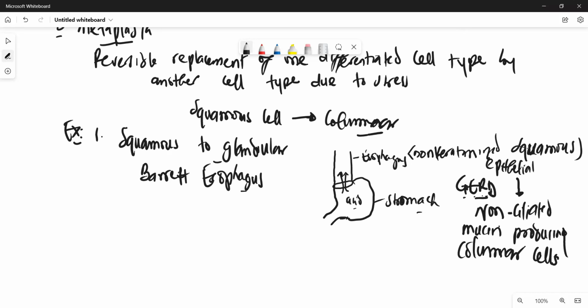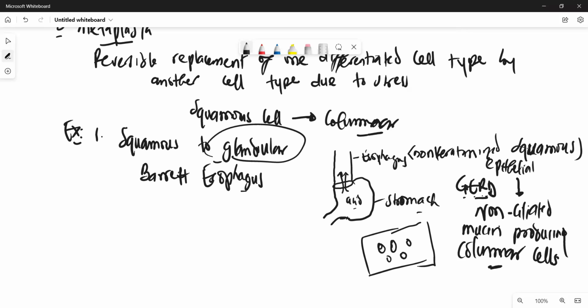And how do I know that they are mucin producing? When you look at the histology, you're going to see those mucin producing cells. When this happens, you can call it glandular metaplasia based on the new name, or you can call it columnar metaplasia. And this is what is referred to as Barrett's esophagus.